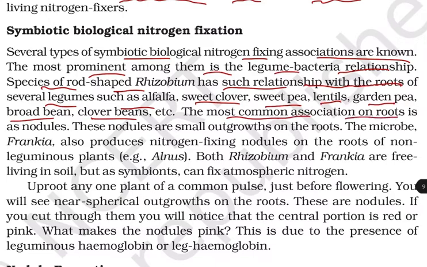The most common association is on the roots as nodules, and these nodules are small outgrowths on the roots. The microbe Frankia also produces nitrogen-fixing nodules on the roots of non-leguminous plants, for example Alnus. Both Rhizobium and Frankia are free living in soil, but as symbionts they can fix atmospheric nitrogen.